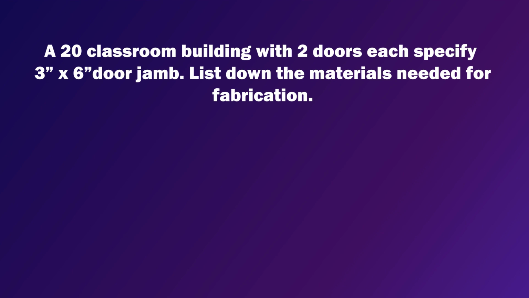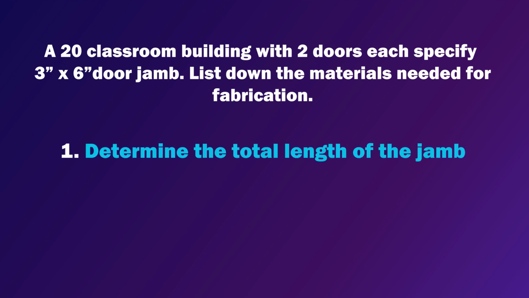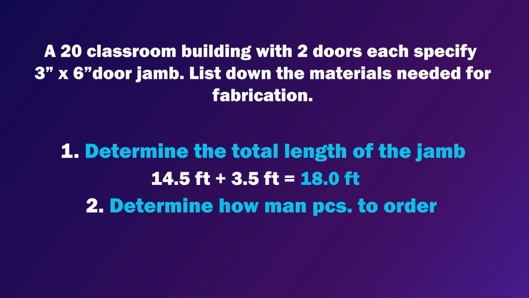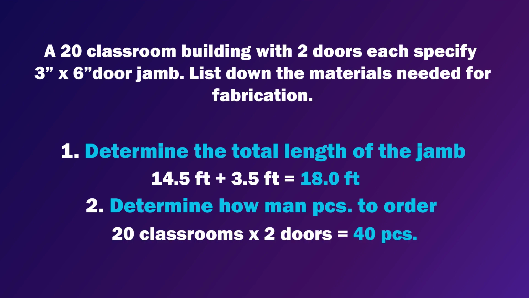And to do this, first we have to determine the total length of the jamb. 14.5 plus 3.5 feet is equal to 18 feet. This is the total length of the jamb and the header added together. And the last step is determining how many pieces we are going to order. Since there are 20 classrooms and 2 doors, we have to order 40 pieces of 18 feet long lumber.